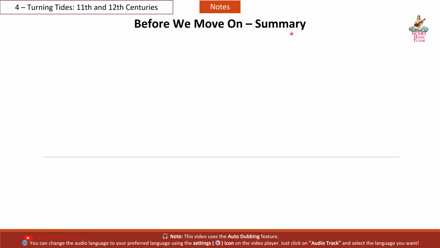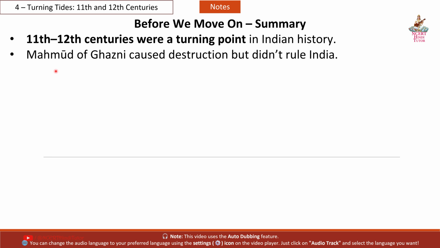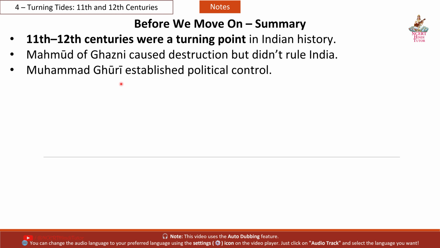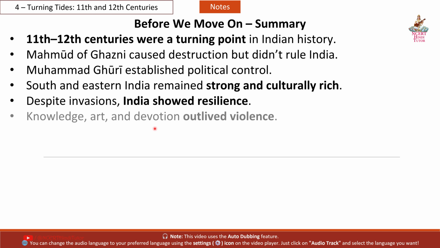Before we move on, summary: 11th to 12th centuries were a turning point in Indian history. Mahmud of Ghazni caused destruction but didn't rule India. Muhammad Ghori established political control. South and eastern India remained strong and culturally rich. Despite invasions, India showed resilience. Knowledge, art and devotion outlived violence.